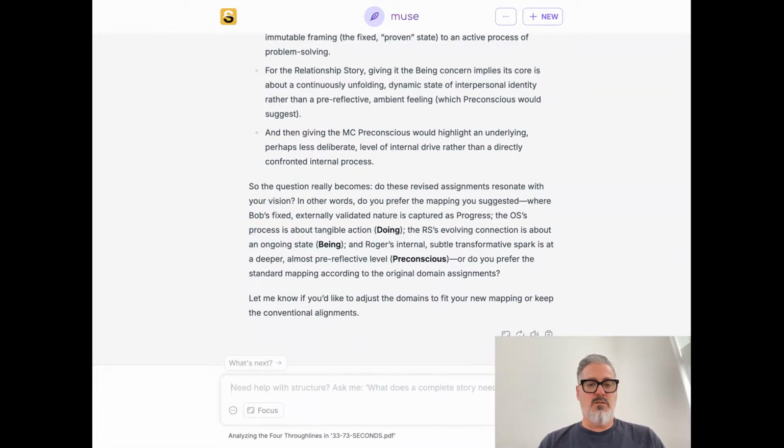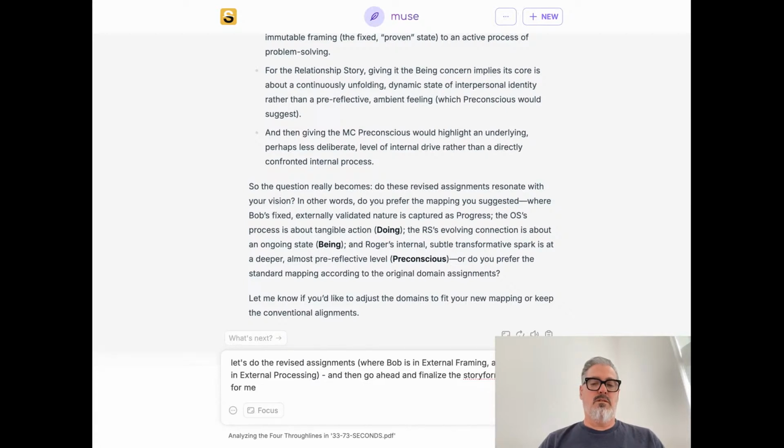Let me know if you'd like to adjust the domains. No, those are... oh no. Let's do the revised assignments where Bob is in external framing and the OS is in external processing. And then go ahead and finalize the story form and save it for me.